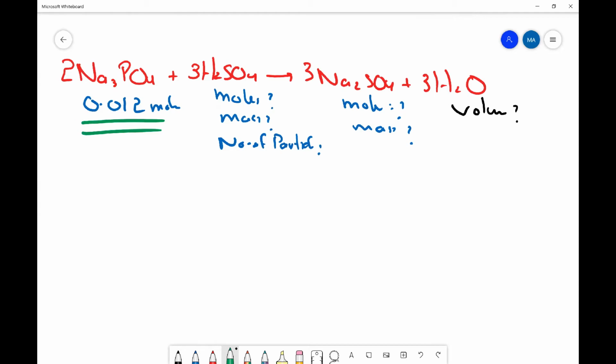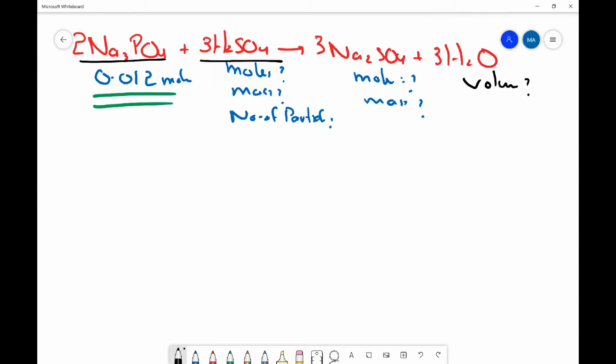You don't get overwhelmed by looking at the question. It's pretty easy. We've already done everything before. You just have to establish ratios. So let's take it step by step. First of all, let's settle the quantities. Let's deal with Na3PO4 and H2SO4.